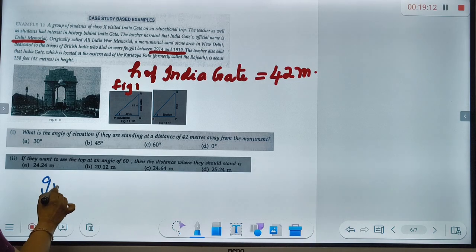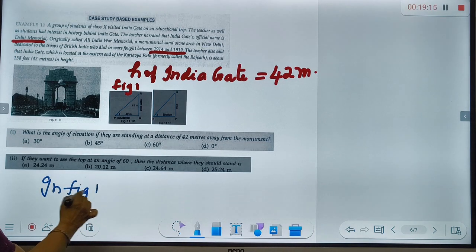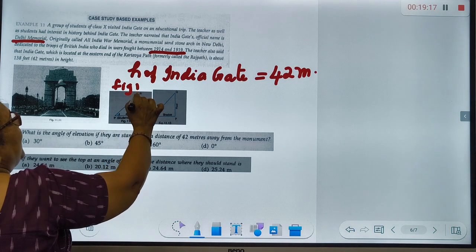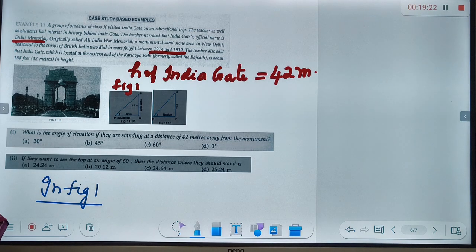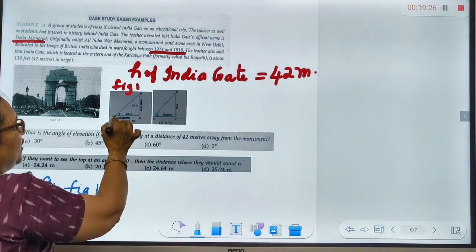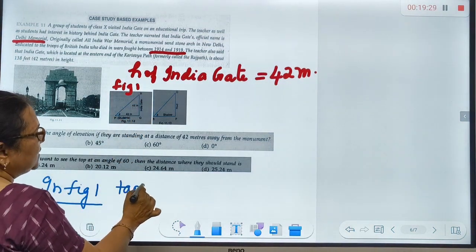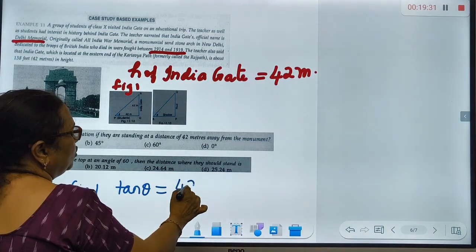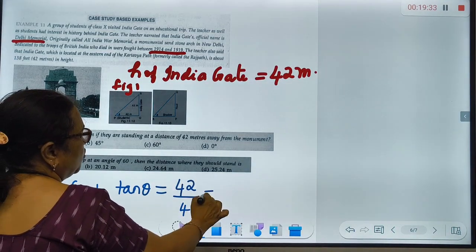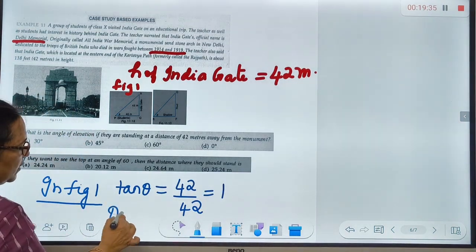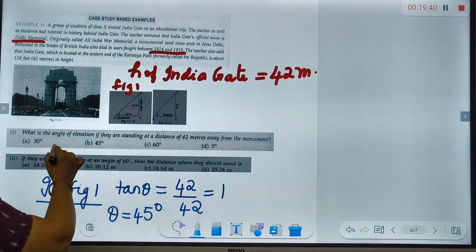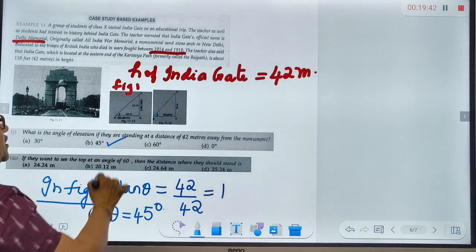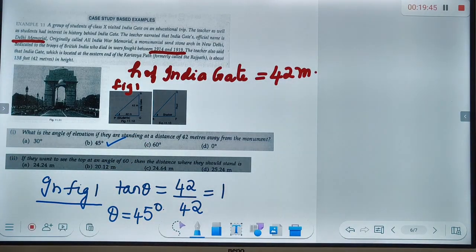So in figure 1, the height of India Gate is 42 meters and is standing at a distance of 42 meters. So if this angle of elevation is theta, then tan theta equal to 42 by 42, which is 1. If tan theta is 1, theta is 45 degrees. So what is the angle of elevation? Angle of elevation is 45 degrees.